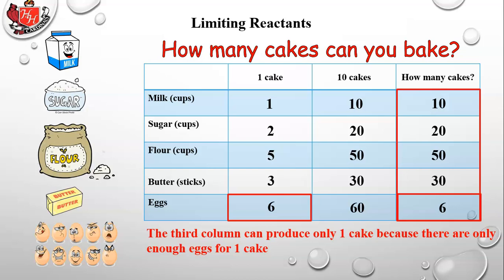And that's the concept of a limiting reactant. The eggs here ran out first. They ran out before the other ingredients, so it limited how many cakes that you could make. So when you're running a chemical reaction, the reactant that runs out first is called the limiting reactant. That limits how far or how much of the products you can make in that reaction.